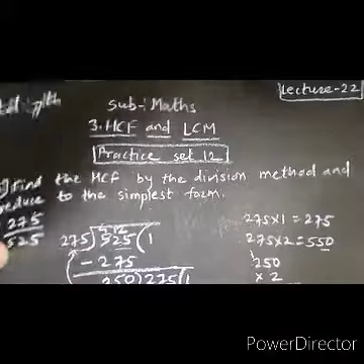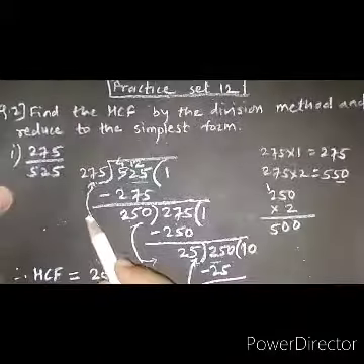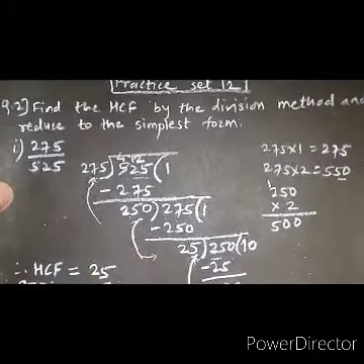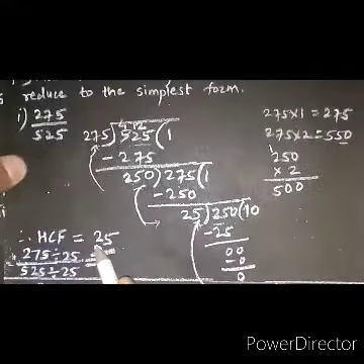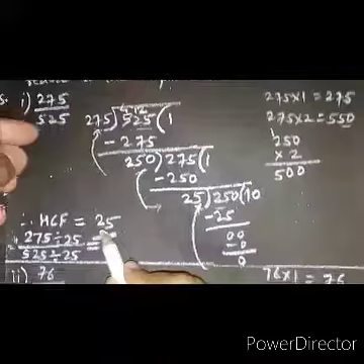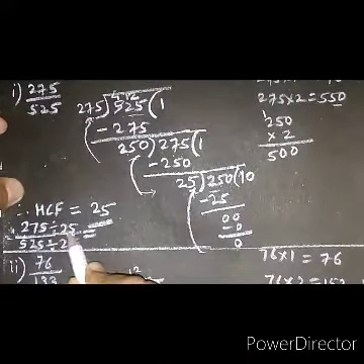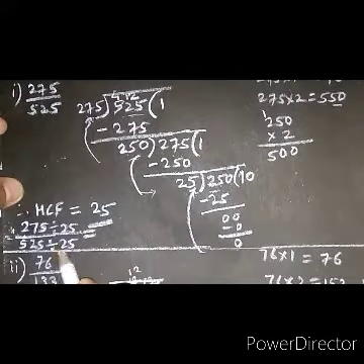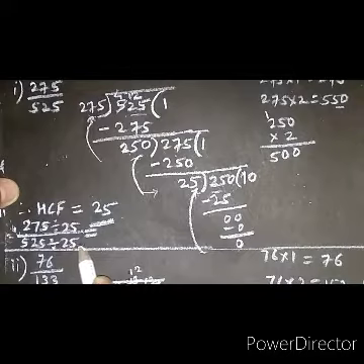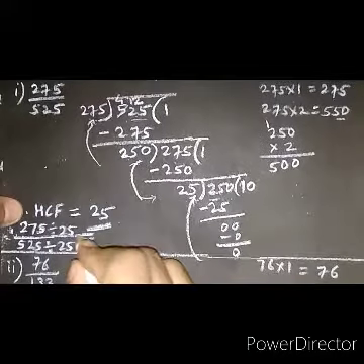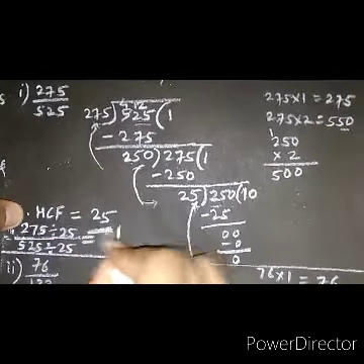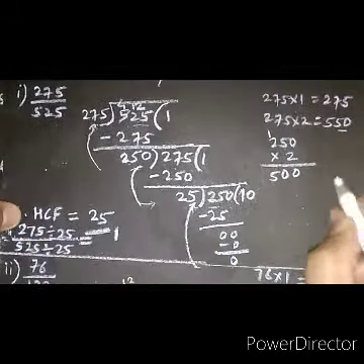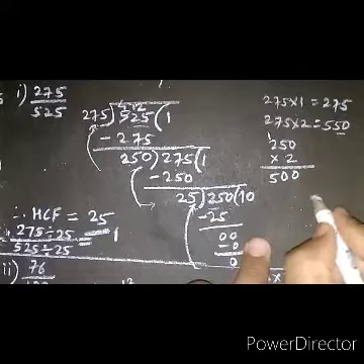So, we got here in this example, 275 upon 525. HCF is equal to 25. So we have to divide the numerator and denominator by 25. So 275 divided by 25 upon 525 divided by 25. So it is completely divisible.